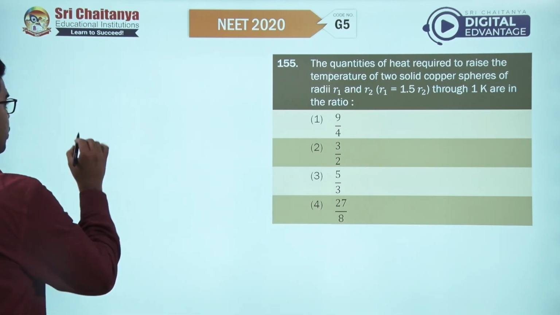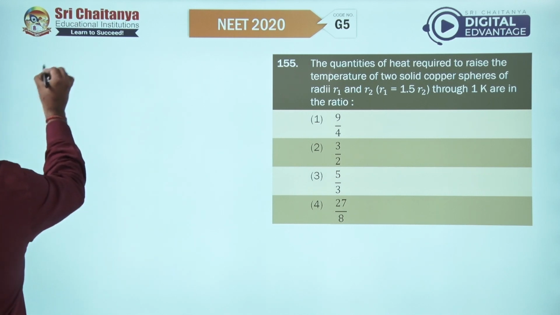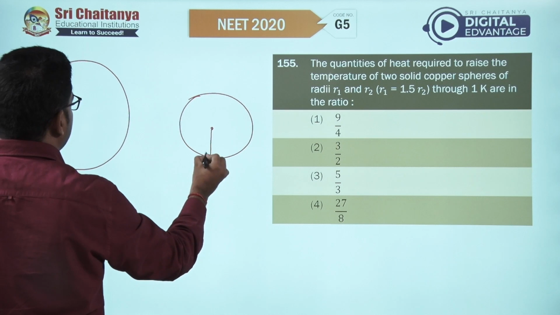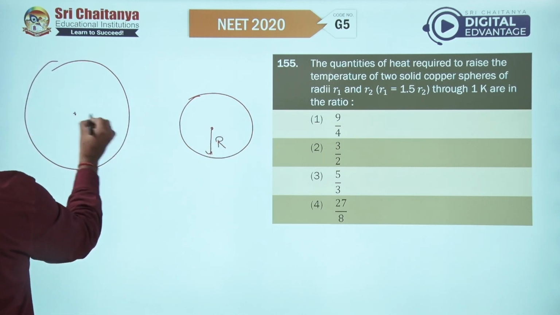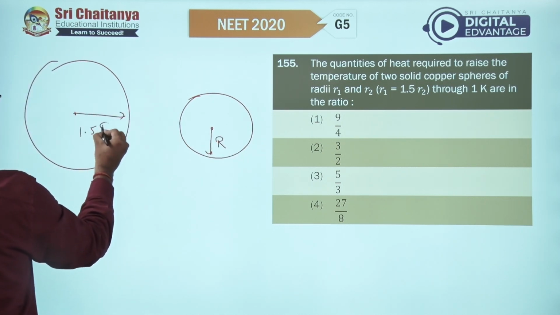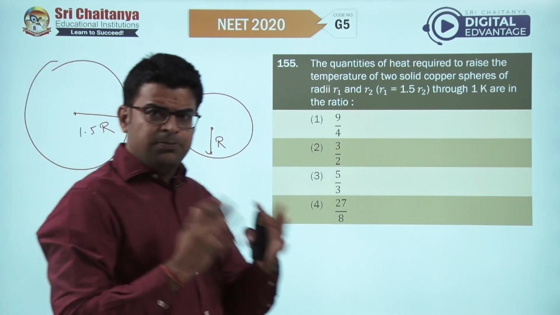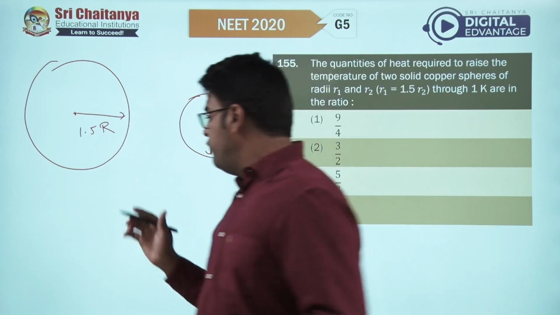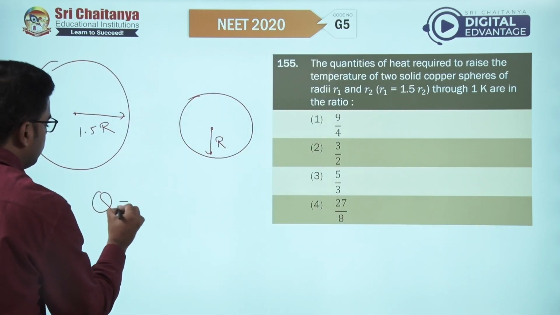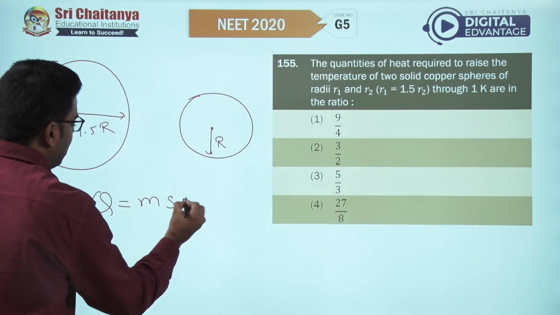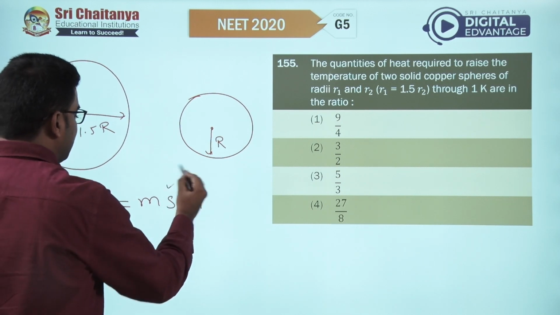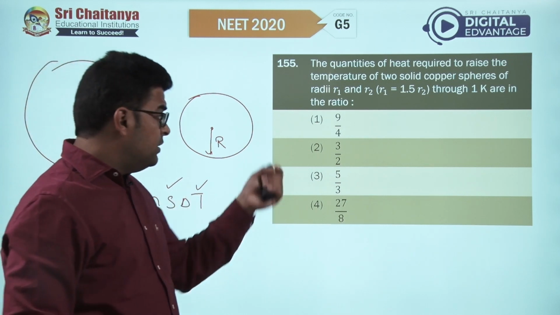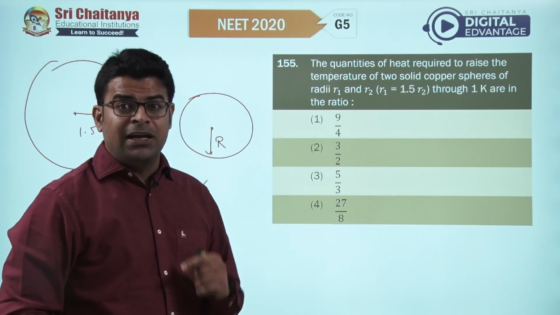Now here you need to visualize that the radius of first sphere is 1.5 times the radius of second sphere. So if the radius of second sphere is r, the radius of first sphere is 1.5 r. So it is definitely bigger. If it is bigger, it will have more mass, because it has got more volume. We know that the heat given equals m s delta T. Since both are copper, specific heat is same. Since we are increasing the temperature by 1 Kelvin, the rise in temperature is same. So what matters is mass.